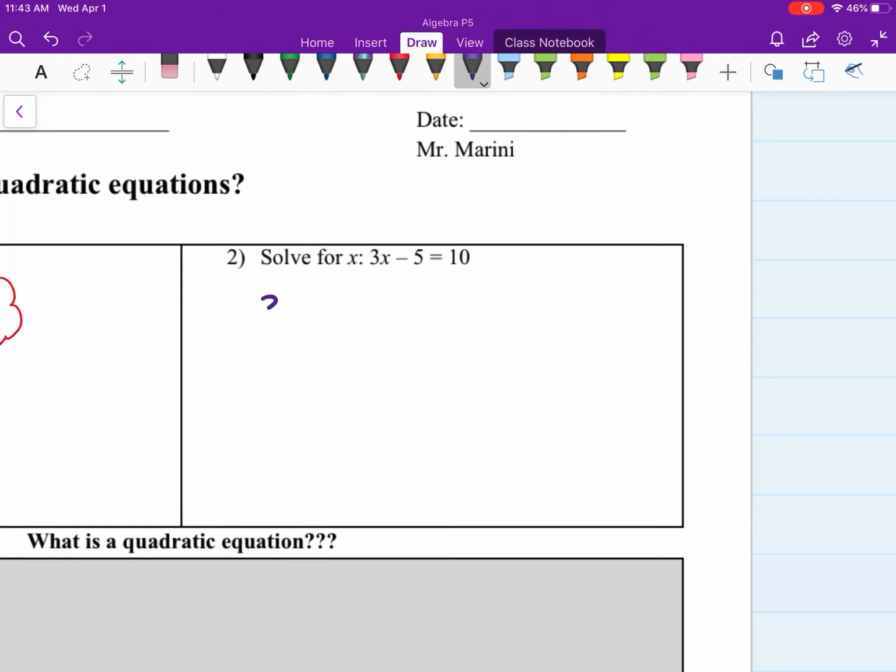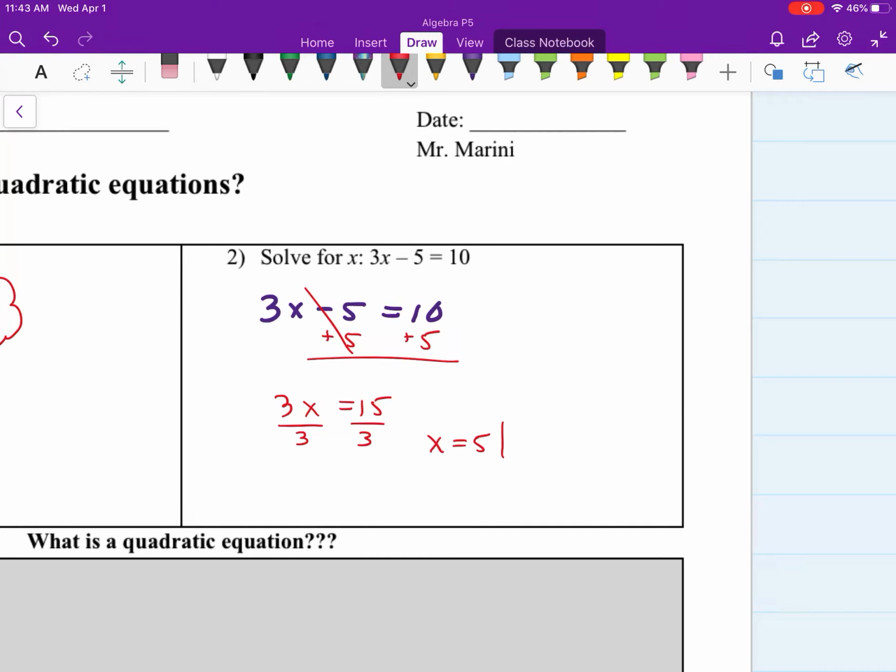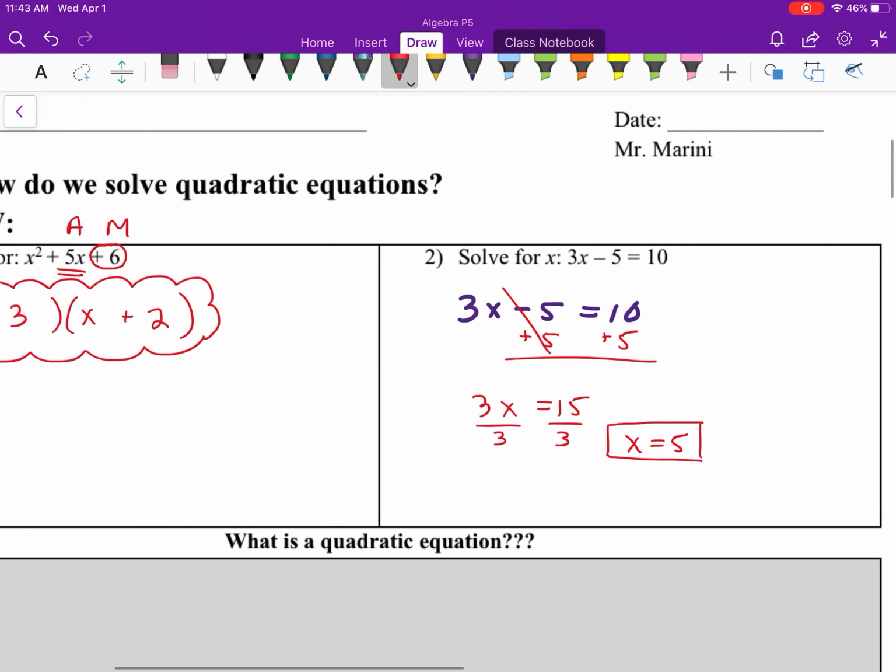The second question is a throwback of solving a linear equation. 3x minus 5 equals 10. First step here would be to add 5 to both sides, which would make 3x equals 15, and then divide by 3 on both sides and get x equals 5.